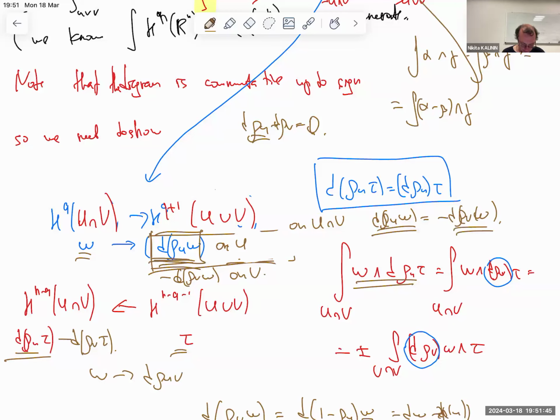If I have tau here, just any form, but if I wish to restrict it on u... So when I have a form tau here, that's a form on u and v such that on the intersection they're just the same.